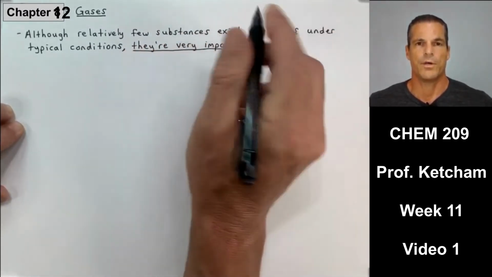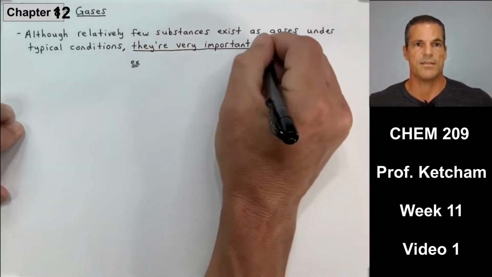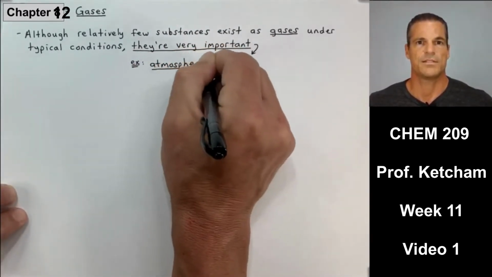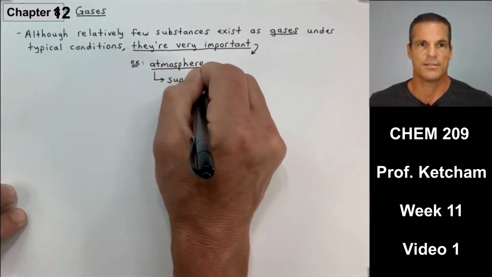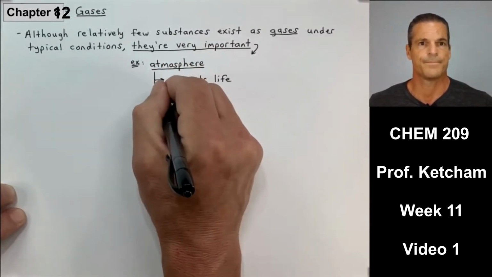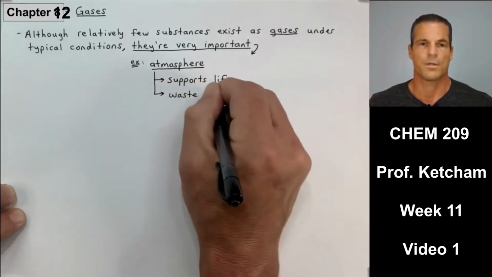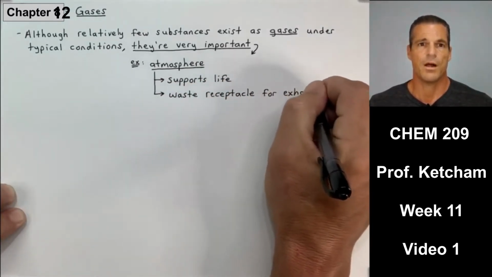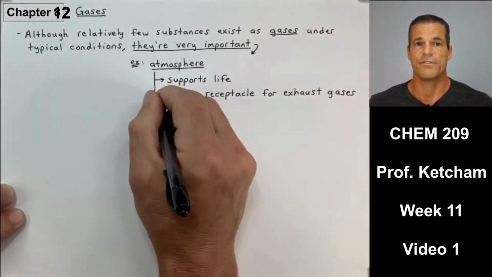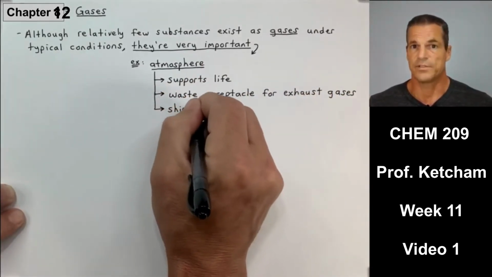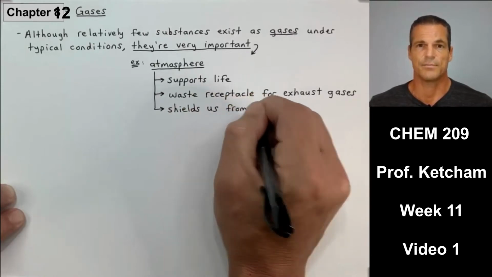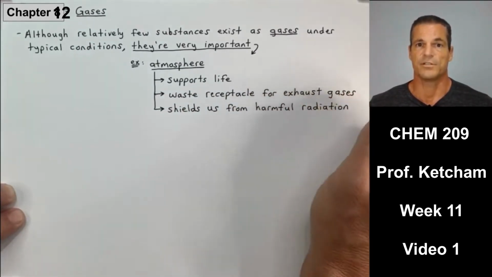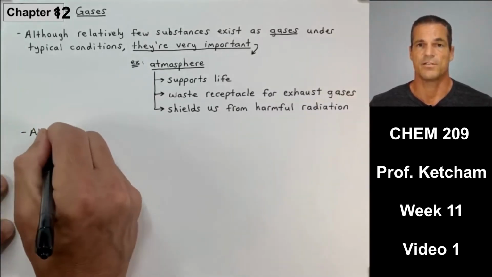The first bullet point on page 1 of our notes today says, although relatively few substances exist as gases under typical conditions, they're very important. One very obvious example is our atmosphere, right? Our atmosphere supports life. It's a waste receptacle for exhaust gases produced here on Earth. And also the atmosphere shields us from the sun and its harmful radiation.